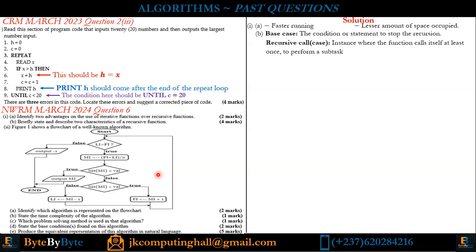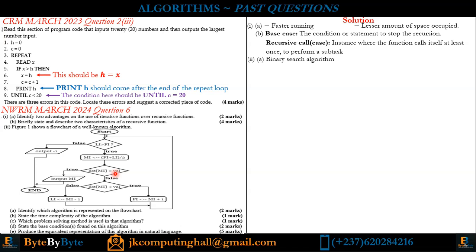The A part says, identify which algorithm is represented on the flowchart. When you look at the algorithm very well, when you see middle value equals first plus last divided by 2, then here we compare. If it is true, we output that middle value. If it is false, I compare middle value. Is it less than? Is it greater than? You realize which algorithm are we talking about here? We are talking about the binary search algorithm. So that's what you were supposed to give for 2 marks, binary search algorithm.